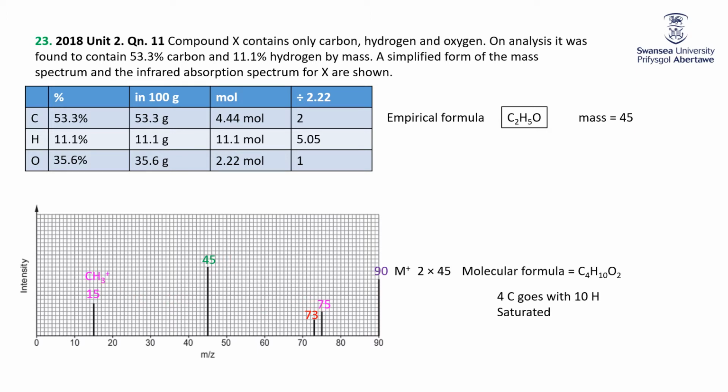We got peak of 15, which of course is CH3+, a nice methyl group. And when we take 15 away from 90, we get 75. So presumably this is the fragment that has lost a methyl group. 73 is 17 away from 90, and 17 is a nice OH. So presumably, therefore, this 73 peak is after we've lost an OH. 45, well, 45 is half of 90. So we'll assume, based on really nothing else, that that's half the molecule.